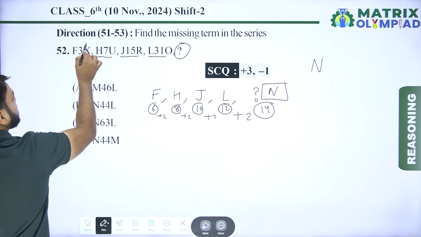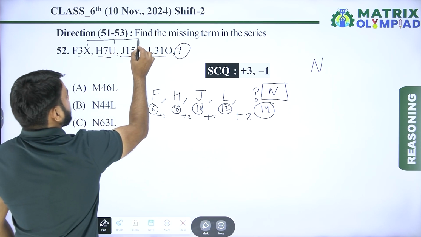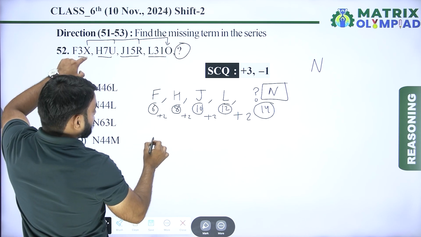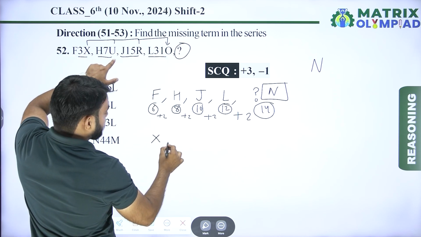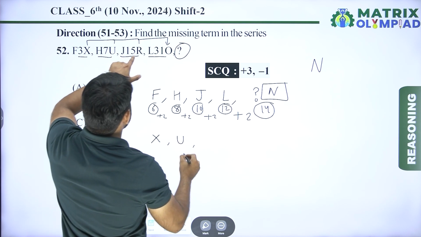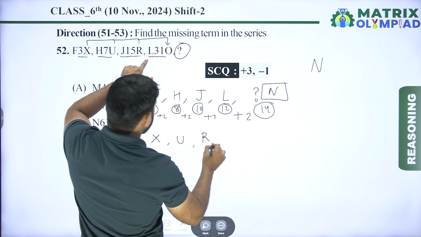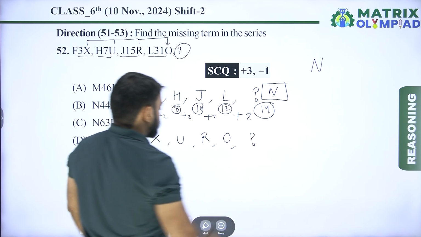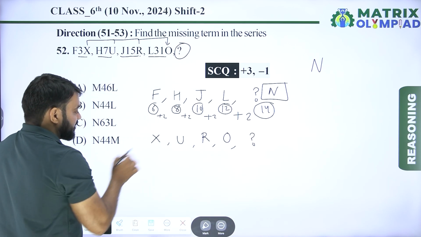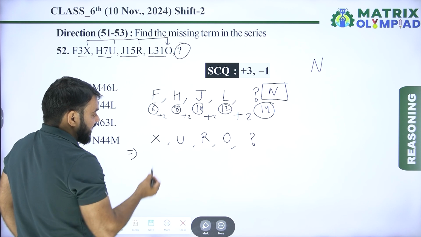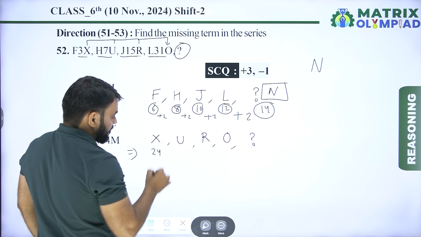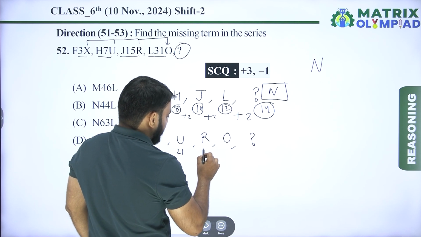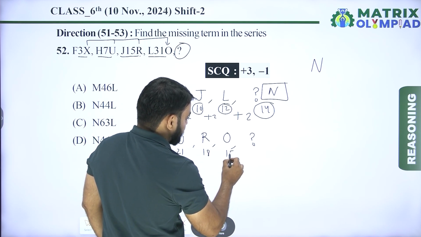Now taking the second alphabet of each term. The second alphabet of the first term is X, of the second term is U, of the third term is R, after R next is O, and after O the next is missing. So find the pattern of the series. The place value of X is 24, of U is 21, of R is 18, of O it means 15.